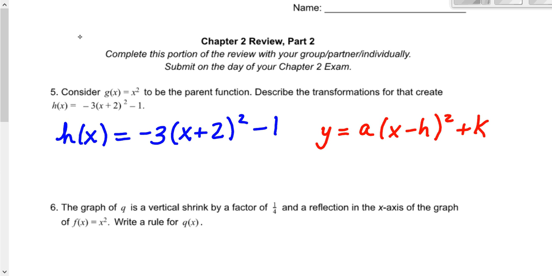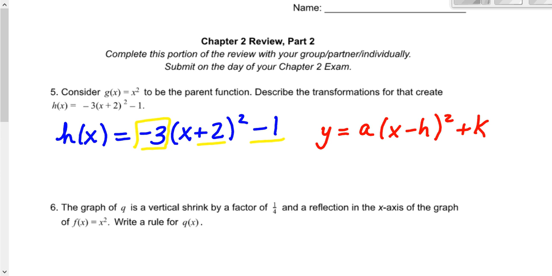Hi, this is a help video for problems 5 through 8 of the Unit 2 review. In number 5, you are given a function h that is related to the parent function for parabolas. And this function h, in comparison to the parent function, has 3 extra pieces. There's this -3 in the front, there's a 2, and there's a 1.